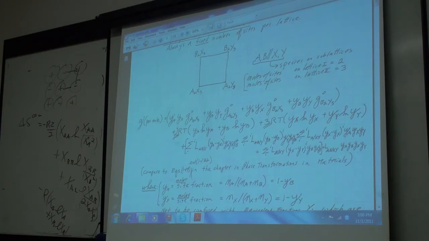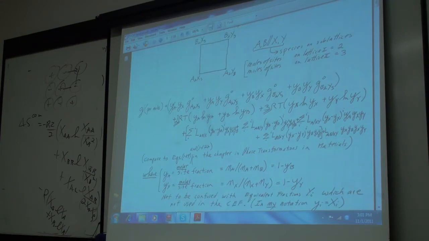So the probability of an AX pair is YA, YX times the Gibbs energy of pure A2X3 and so on, same as before. Plus now you have 2 moles of A's and B's mixing on 2 moles of lattice 1 sites, so you have a 2 over here, 2RT, YA log YA plus YB log YB. And you have X's and Y's mixing on the other lattice, so you have 3 moles, RT, YX log YX plus YY log YY. Plus the alpha terms as before.